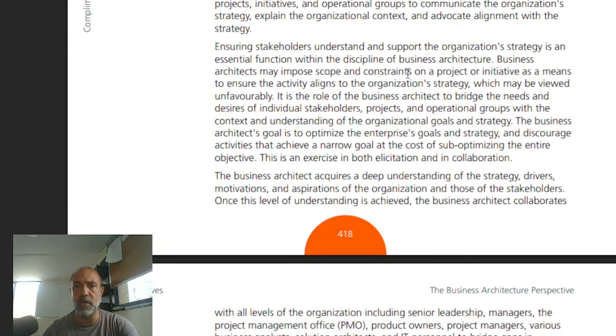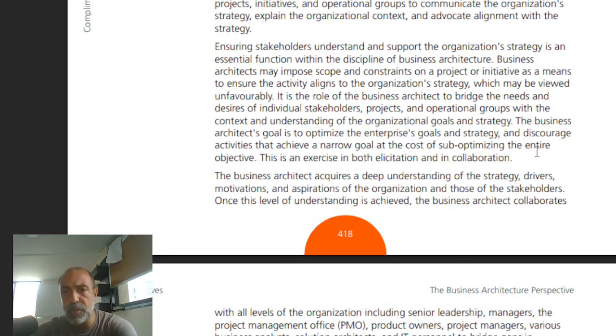Ensuring stakeholders understand and support the organization strategy is an essential function. You can't do something on your own without people saying yes or approving it. Business architects may impose scope and constraints on the project initiatives as a means to ensure that the activity aligns with organization strategy, which may be viewed unfavorably.